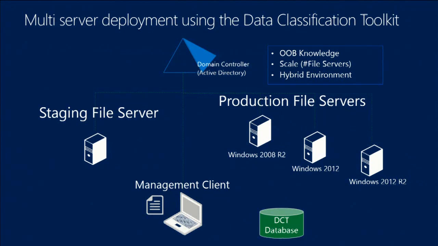One is to save you this year of development of thinking about what properties should I use, what regular expressions should I use. We just gave you a baseline. You can use that. Second thing is, how do you work across multiple file servers? And the methodology that we use is pretty simple. We have a management client, so you don't need to install the data classification toolkit on every server, you only need to install it on the management client. So it's one client.